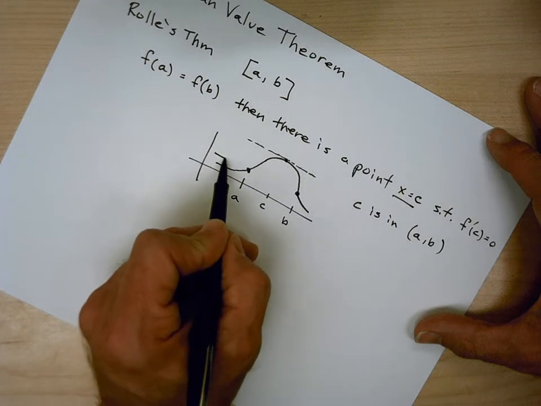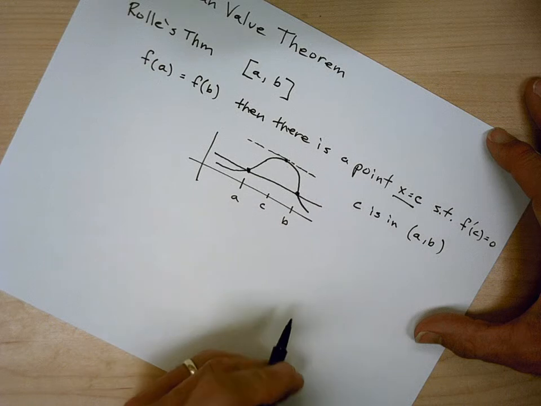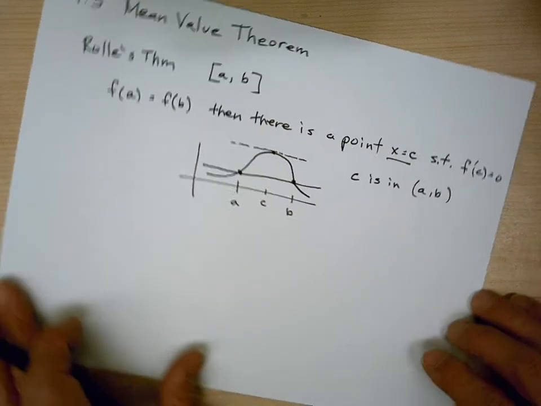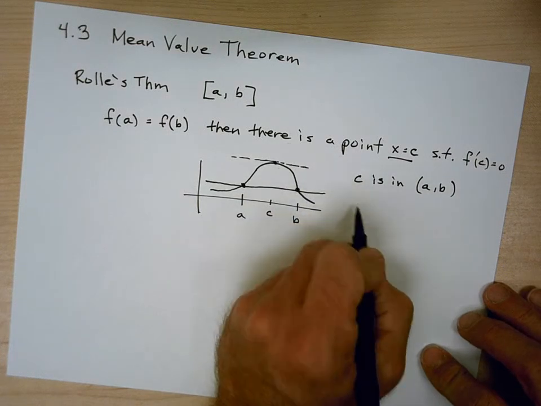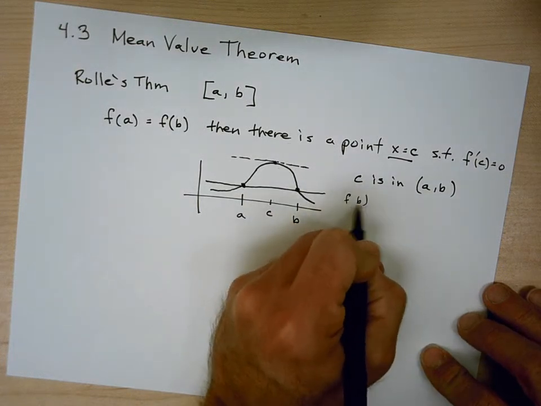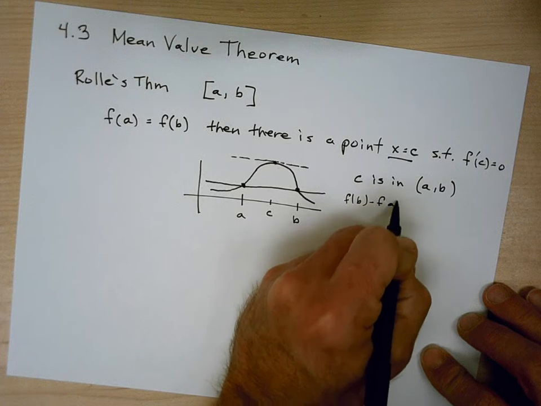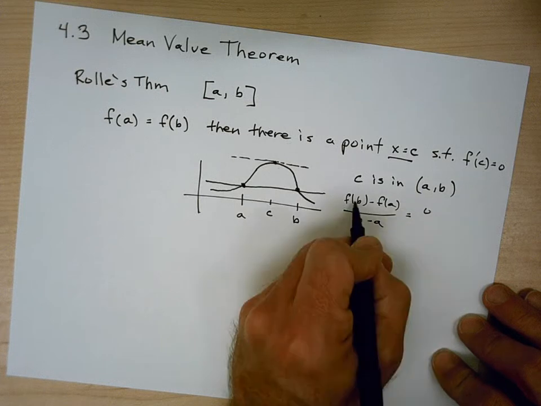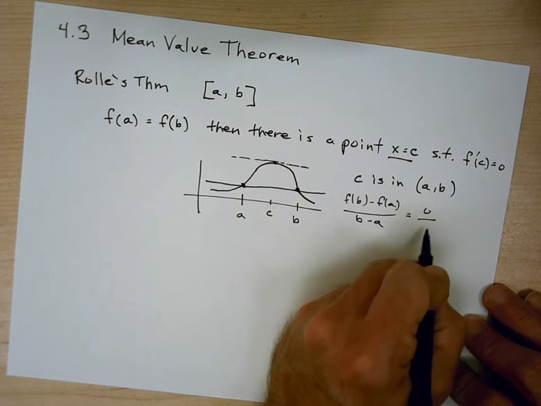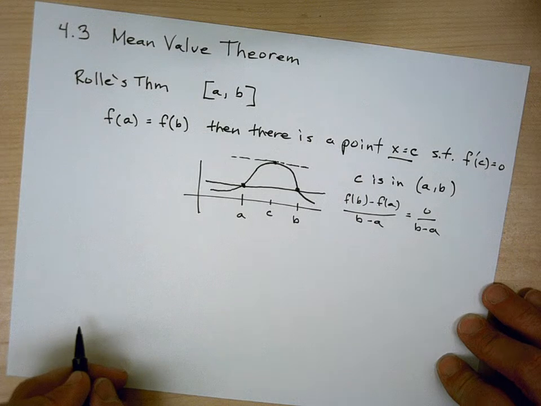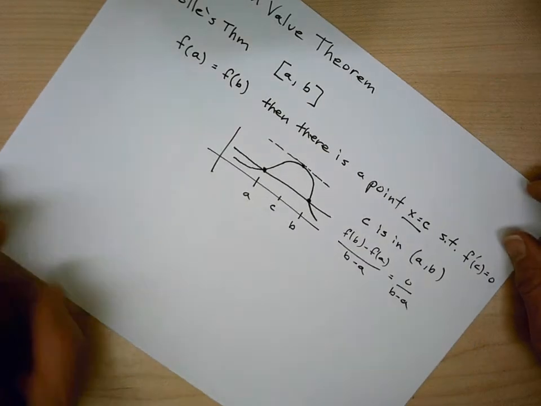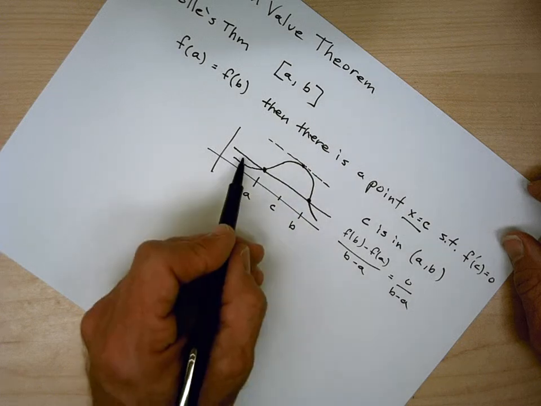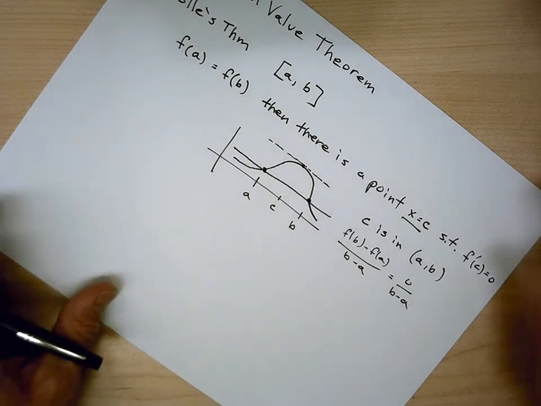Notice that the line connecting f of A to f of B, that secant line, has a slope of 0 if we do f of B minus f of A over B minus A. We know that the slope of that secant line is 0 because f of B equals f of A. So we have 0 over B minus A, whatever that is. The mean value theorem says no matter how you turn this thing, you can find a point in between where the slope of the tangent line is equal to the slope of the secant line.